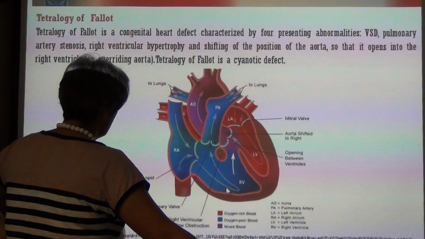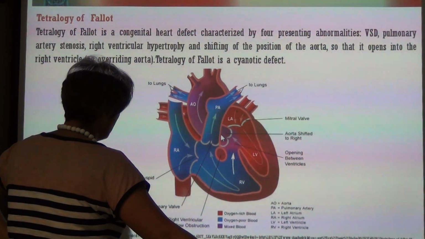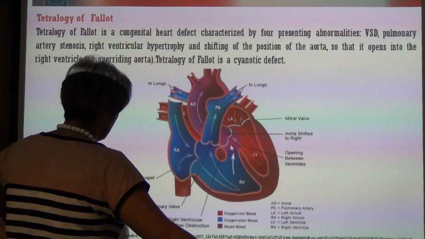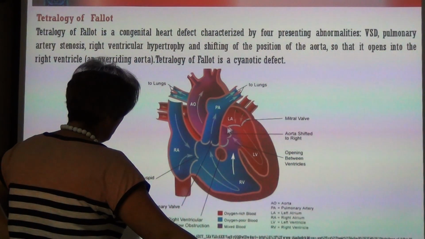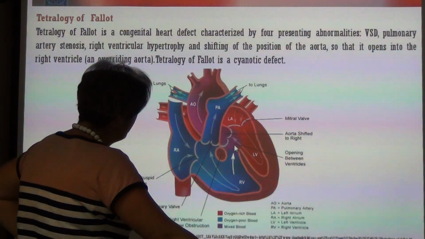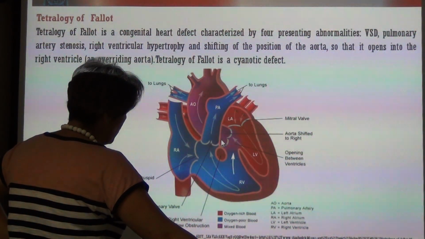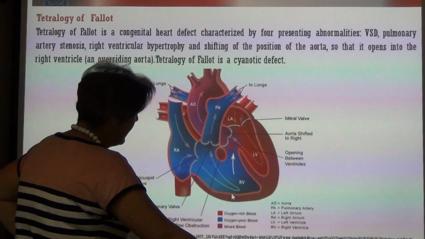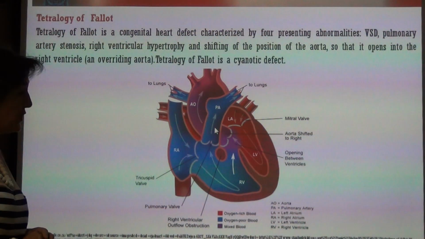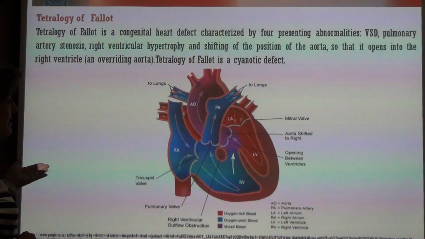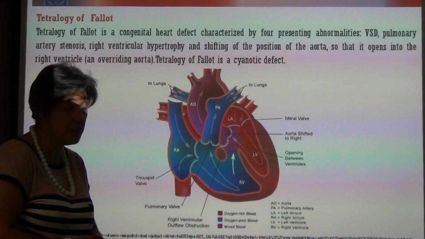And then you also have the shifting of the position of the aorta. Okay, so the aorta, you can see that it opens into the right ventricle and not into the left ventricle. So we refer to this as an overriding aorta. So both the aorta and the pulmonary artery flow out of the right ventricle. Okay, so this is obviously, as you can think for yourself, from all the congenital heart defects, the most dangerous one.